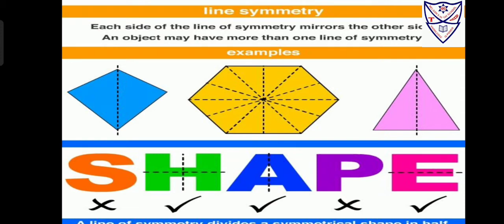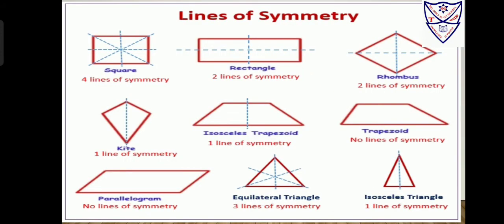Now we will go to the next one, lines of symmetry. See, in the square there are 4 lines of symmetry. Then in a rectangle there are two lines of symmetry. In a rhombus there are two lines of symmetry. And if you take the kite, it can be divided into two parts equally, so there is one line of symmetry. Then the isosceles trapezoid has one line of symmetry.